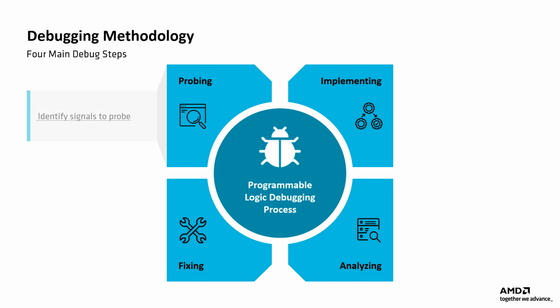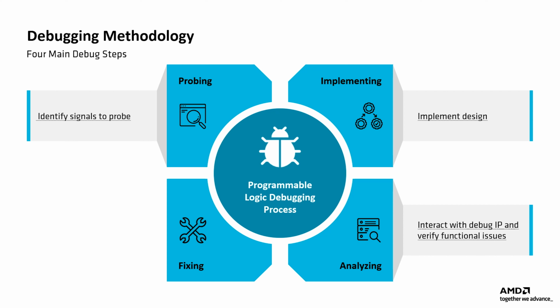Probing. Identify the signals in your design that you want to probe and how you want to probe them. Implementing. Implement the design that includes the additional debug IP attached to the probe nets. Analyzing. Interact with the debug IP contained in the design to debug and verify functional issues. Fixing. Fix any bugs and repeat as necessary.